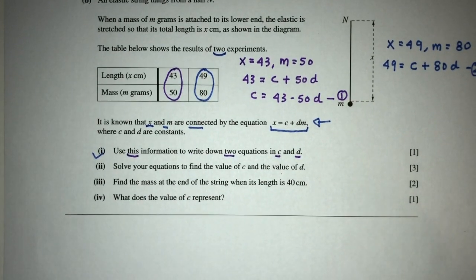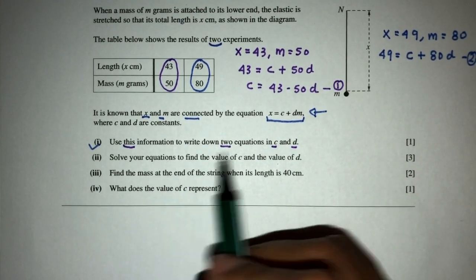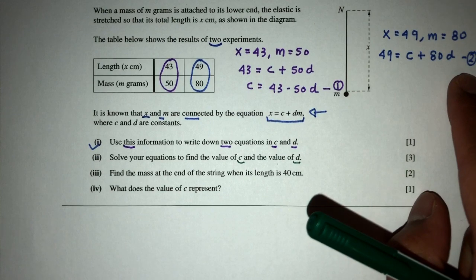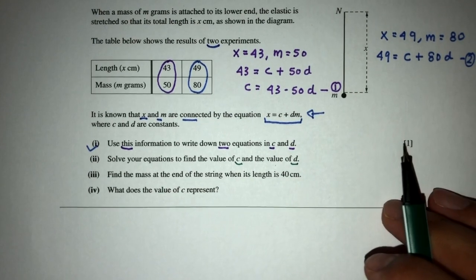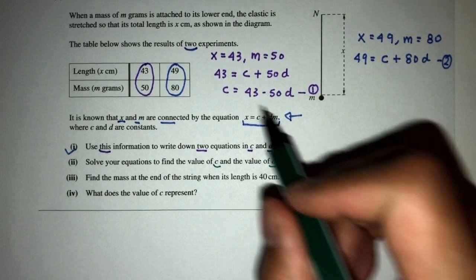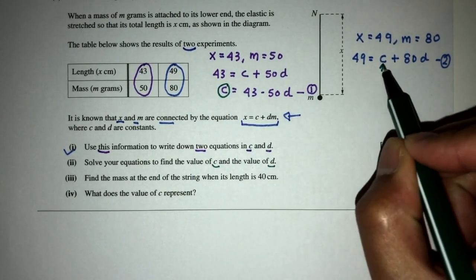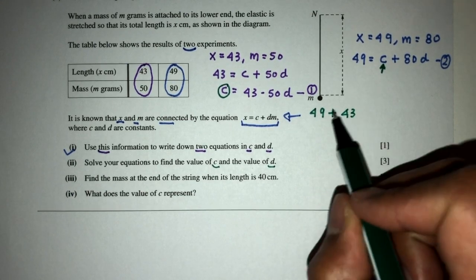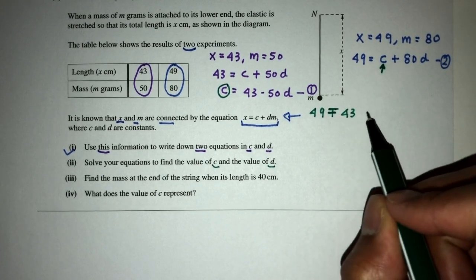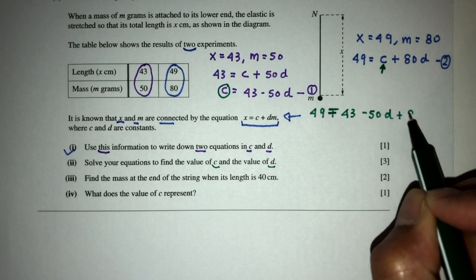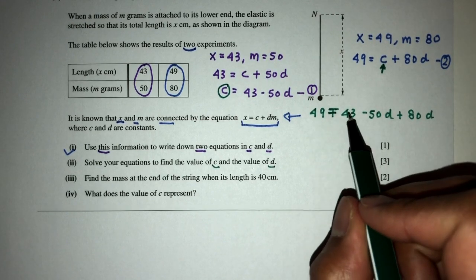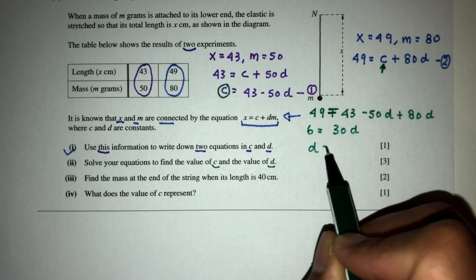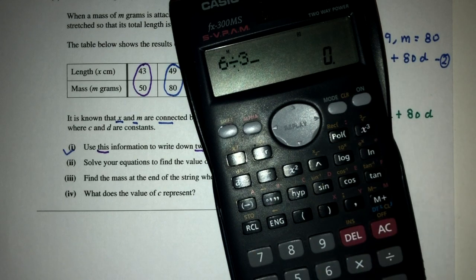Now, we have to use the 2 equations to solve them to find the value of C and D. As you can see, we have equation number 1, equation number 2, so we have to solve them simultaneously to find the value of C and D. Pretty easy. Replace C in this equation. So you have 49 equal to C, and C is 43 minus 50D, plus 80D. That will be, send this over here, 6 equal to 30D. So D has to be 6 divided by 30. That will be 0.2.